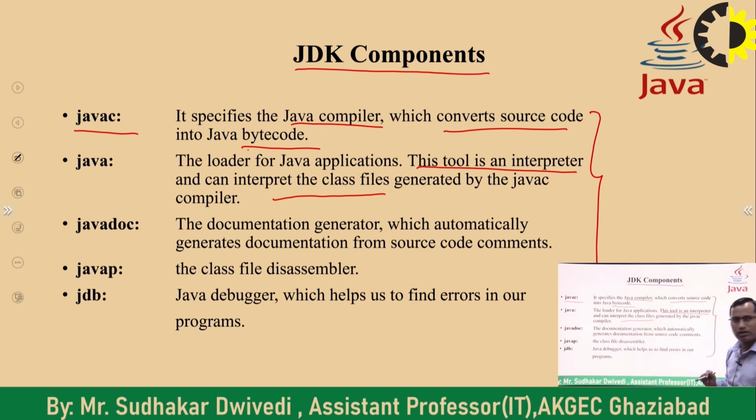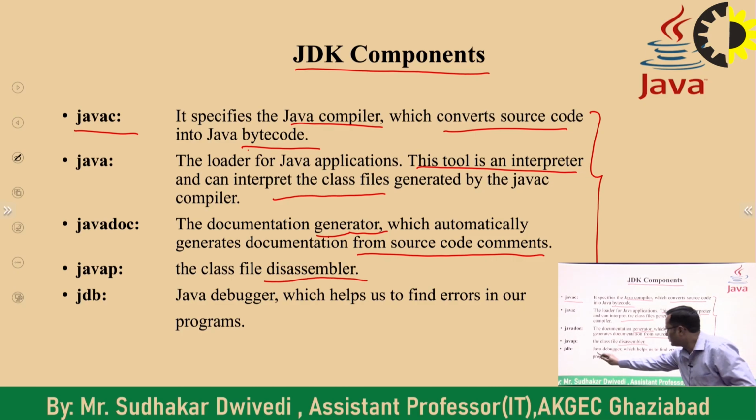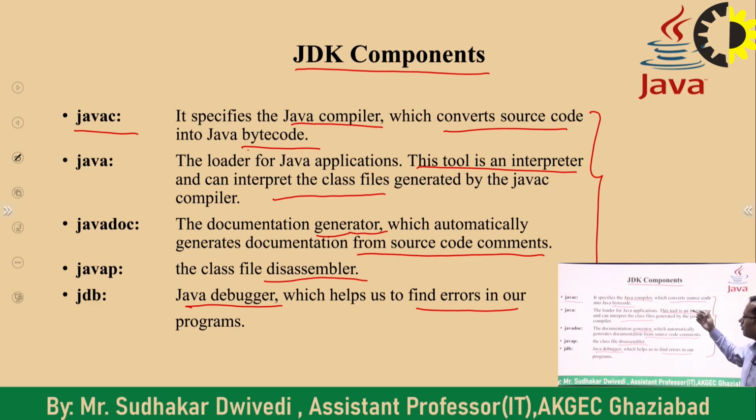Now javadoc. This is used as a documentation generator that automatically generates documentation from the source code comments. And javap is known as the disassembler, and jdb is a Java debugger that helps us find errors in our programs. So these are some basic tools. There are a lot of other tools available in the JDK, but these are the basic tools that we are going to use in our Java development, compilation, and execution of Java programs.